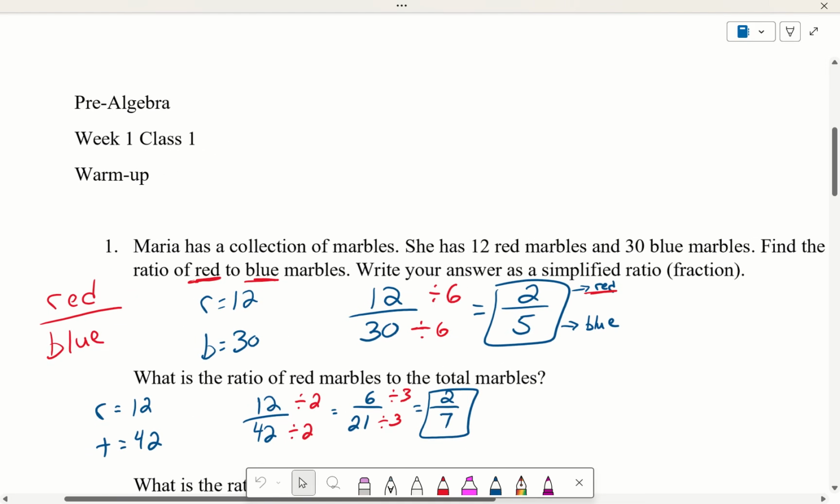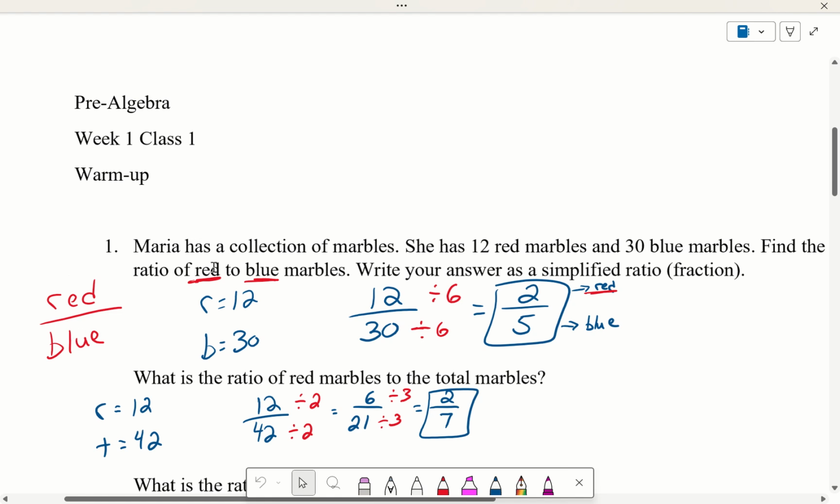Here's number 1. You should have worked this already, and you should have partnered up and talked about this with your partner. Hopefully you got the right answer. Let's take a look. Maria has a collection of marbles. She has 12 red marbles, so red is equal to 12, and 30 blue marbles. Blue is equal to 30. Find the ratio of red to blue.